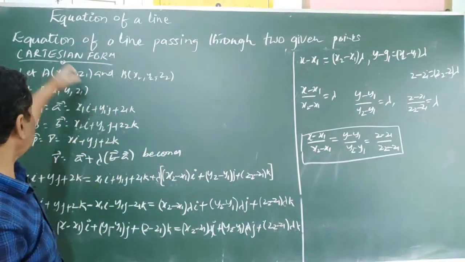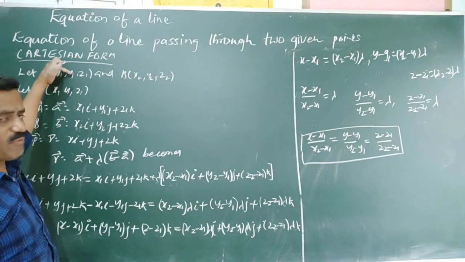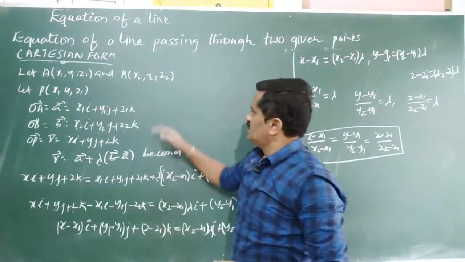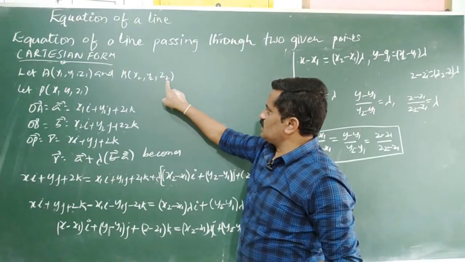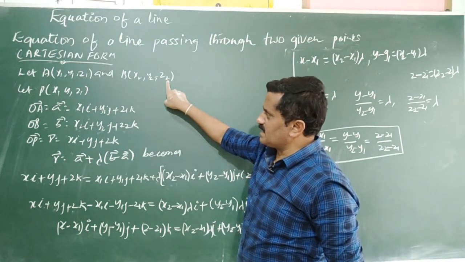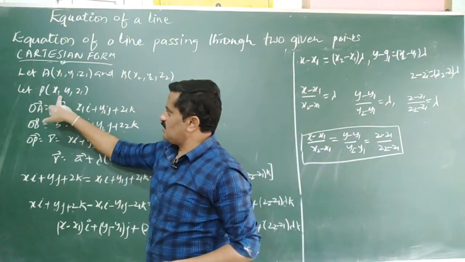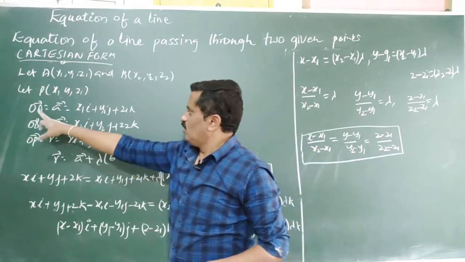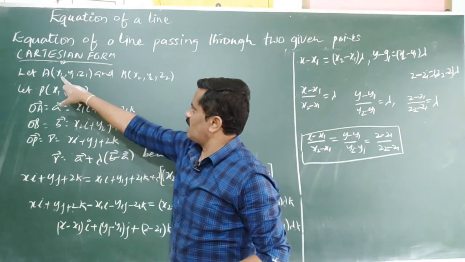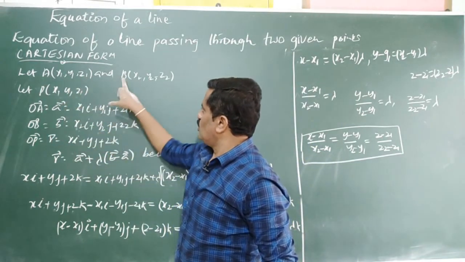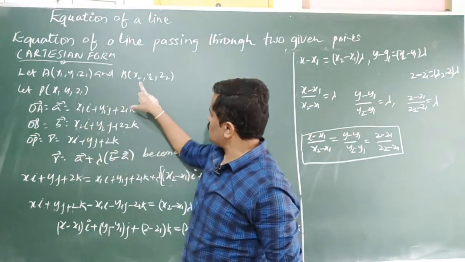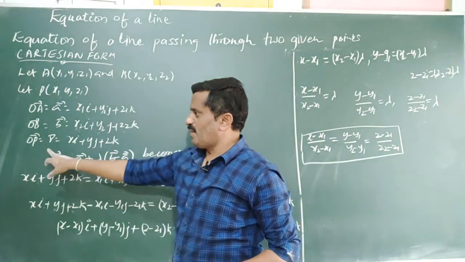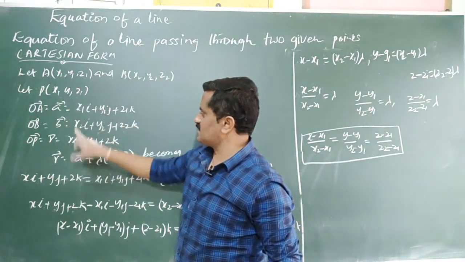Details again. So let A of x1, y1, z1 and B of x2, y2, z2 be any two points on the line, and P of x, y, z be any point on the line. Therefore OA bar is equal to A bar is equal to x1 i plus y1 j plus z1 k. OB bar is equal to B bar is equal to x2 i plus y2 j plus z2 k. Then OP bar is equal to R bar is equal to x i plus y j plus z k.